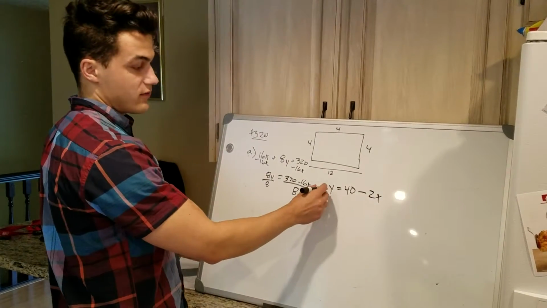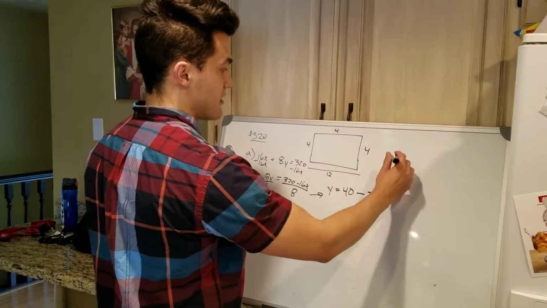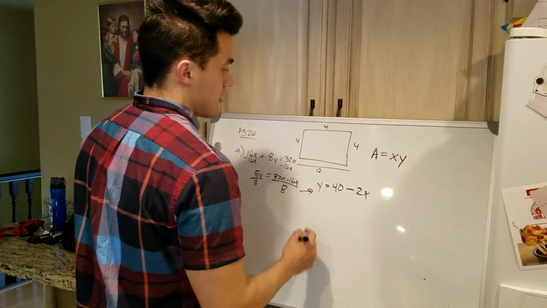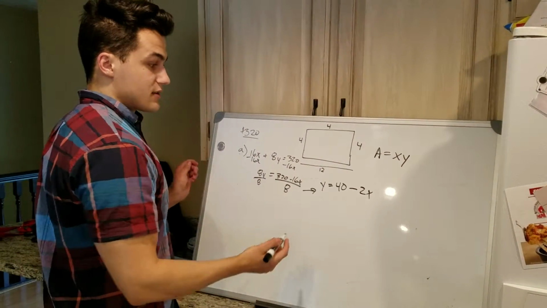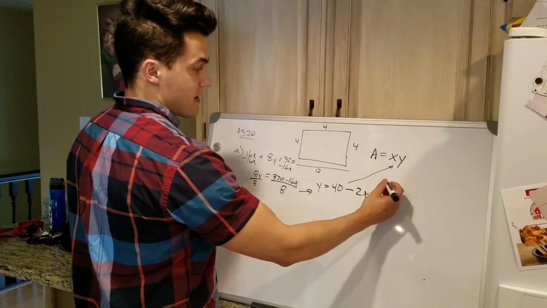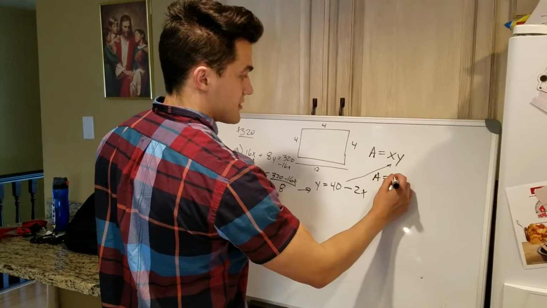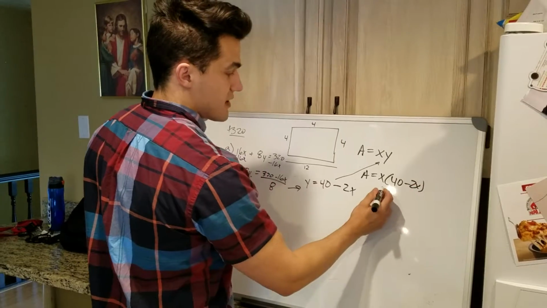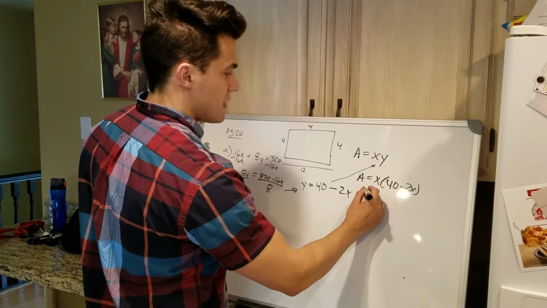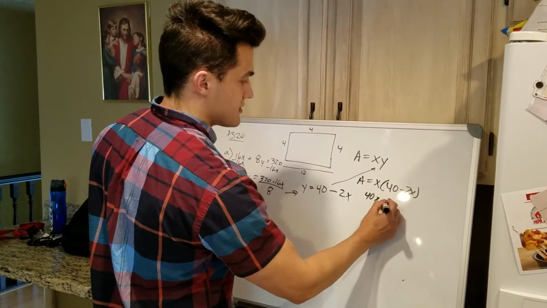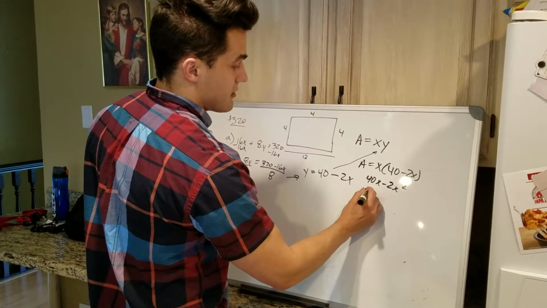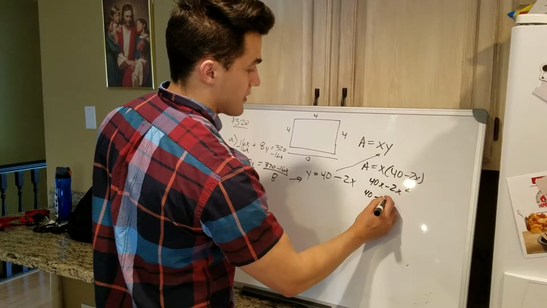And so now that we have y, we can plug it into the area equation, which is area equals x times y, or length times width. So we're going to go ahead and plug this into here and get area equals x times 40 minus 2x. So now we distribute the x and get 40x minus 2x squared. Take the derivative and get 40 minus 4x.